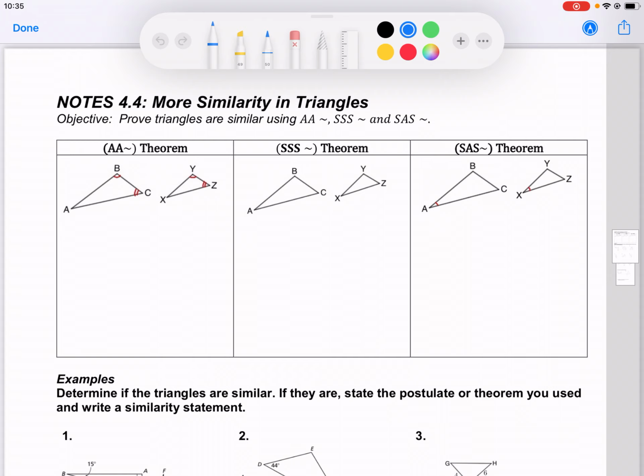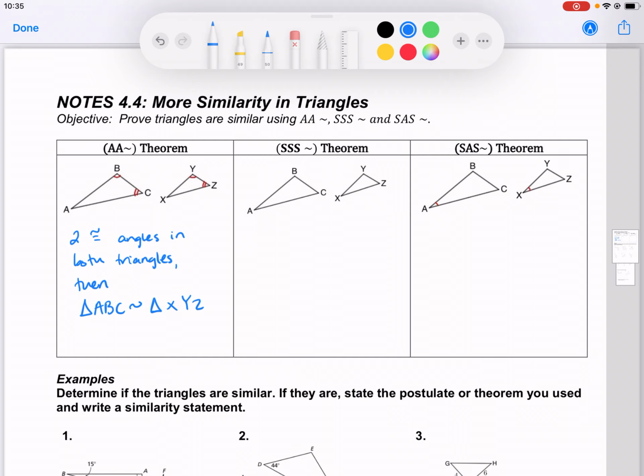So the way angle-angle similarity works is if you have two congruent angles. That's a really bad congruent symbol. So two congruent angles in both triangles, then they are similar. So in this case then, triangle ABC would be similar, that's how you would write it, to triangle XYZ.